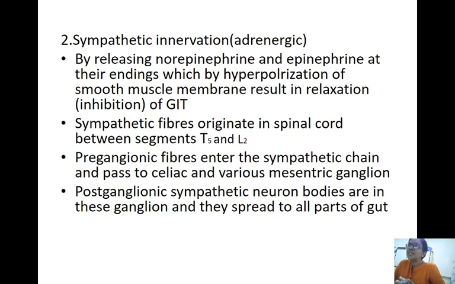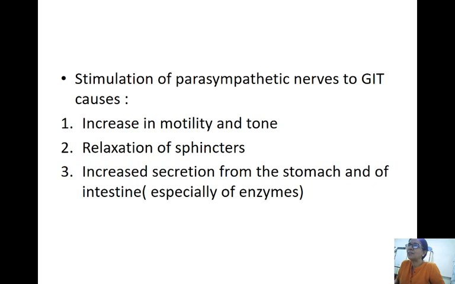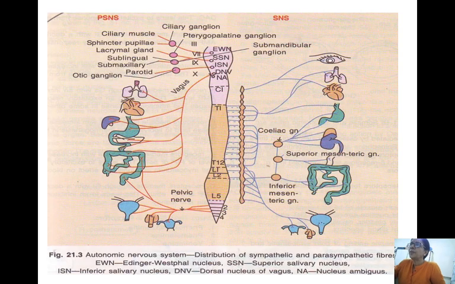So where are the sympathetic fibers originating to supply the GIT? They originate in the spinal cord between segments T5 and L2. Between T5 and L2, the preganglionic fibers enter the sympathetic chain and pass to the celiac and various mesenteric ganglia. I showed you in the diagram. T5 to L2, we are concerned only about the GIT. Don't look at the top pictures, just look at the bottom picture.